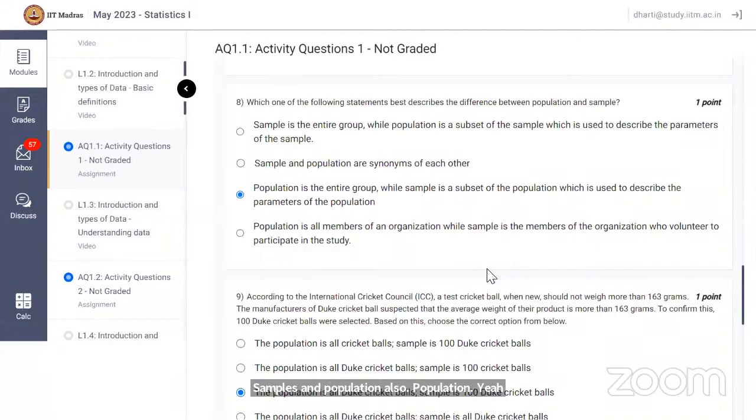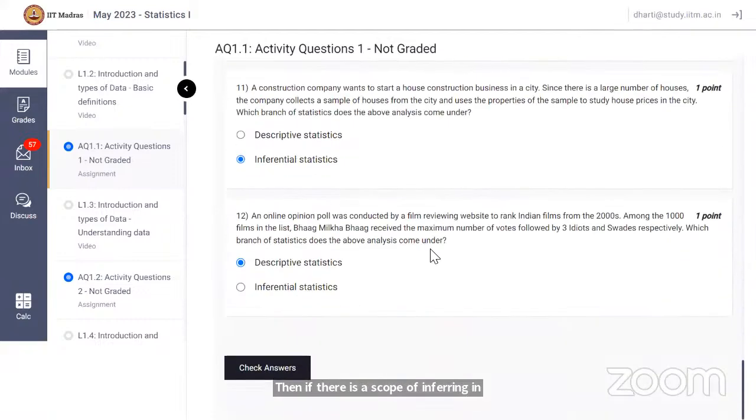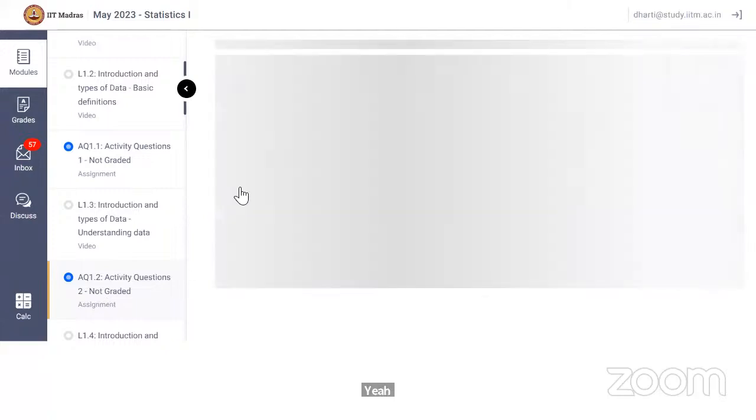See, if you have a whole population and you are analyzing the whole population, then what will you infer about that? Let's say Swiggy data. If you are analyzing the whole population data, but there is a scope of saying something that's not under your study, then it will fall into inferential. If it is summarizing, then it is descriptive statistics. Okay, understood.